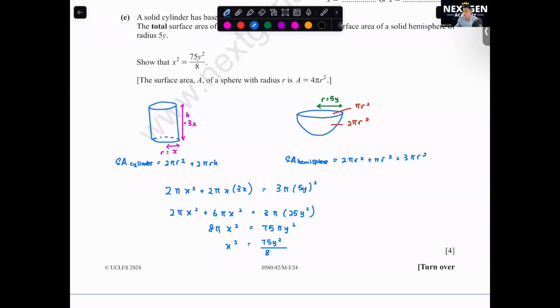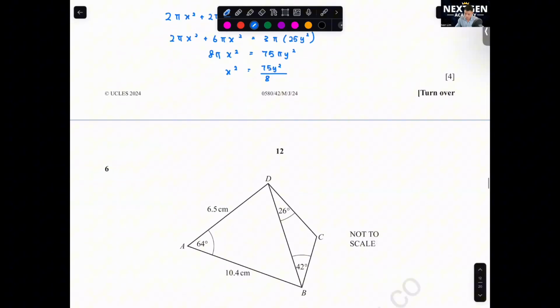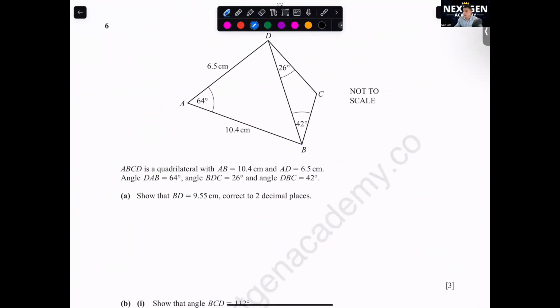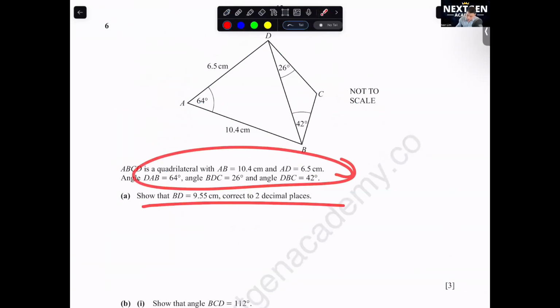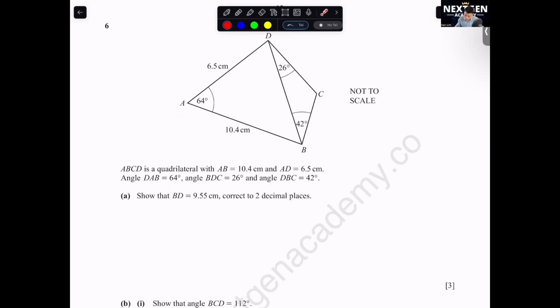Okay, number 5, all good? Okay, let's move on to number 6. ABCD is a quadrilateral, 10.4 AD. Okay, then they give you all this information. Show that BD is equal to 9.55.